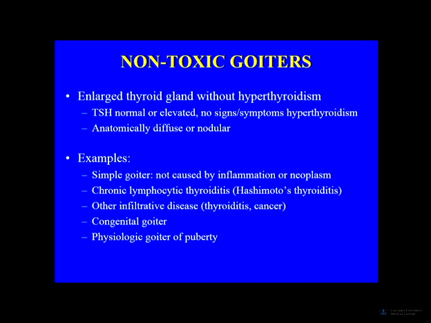Thirdly, you can have infiltrative processes that involve the thyroid, of course cancer being one of them, but there are other disease processes that can infiltrate the thyroid and lead to an enlarged thyroid. The last 2 we really won't spend any more time on, but there are congenital goiters, and occasionally there's a physiological goiter during puberty that usually resolves.